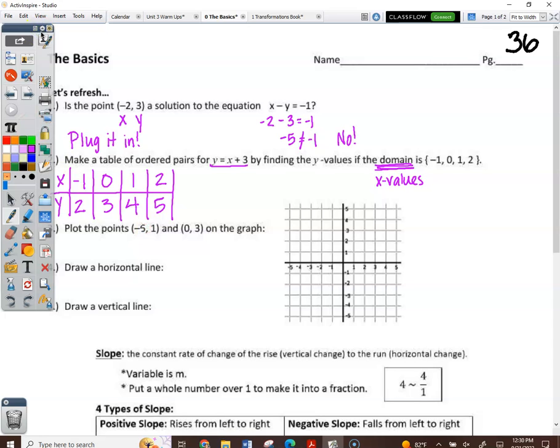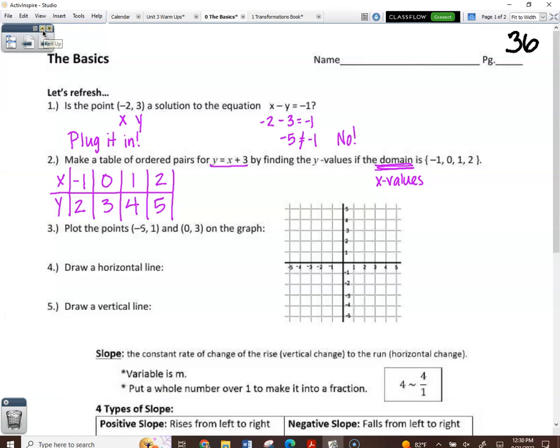Please plot those points on that graph over there to the right. Yep, that works. You don't need to draw them. You're not drawing lines. You're just plotting points.